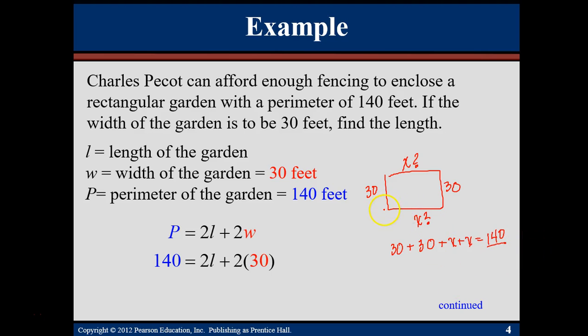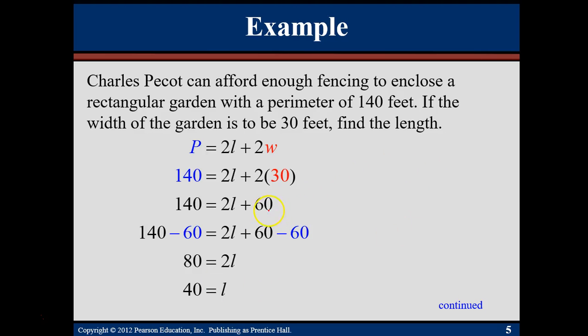Well, the perimeter of a rectangle is equal to 2 times the length plus 2 times the width. Well, I have the perimeter. I know it's 140, so I'll sub that in for P. And I know I want the width to be 30, and that's W. After I sub in these values, I can begin to solve for L.